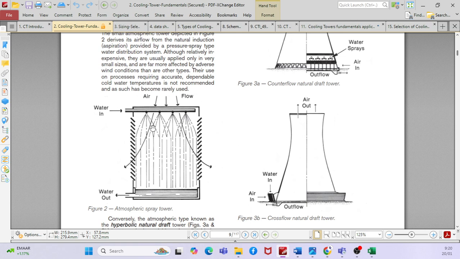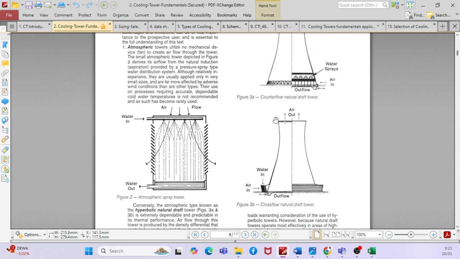We have a shower, right? So the water will be converted into multiple particles. Then it will fall from the top of the tower to the bottom of the tower, where there is a basin. When the air passes through that cooling tower, that will cool down the water, right?